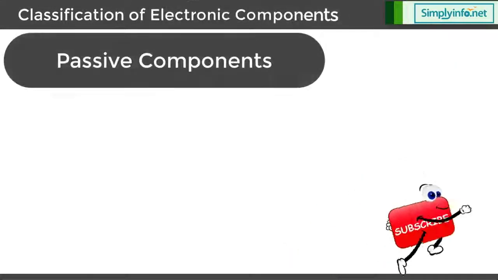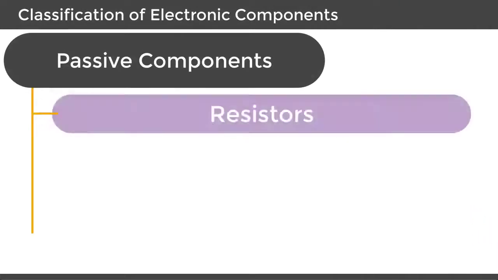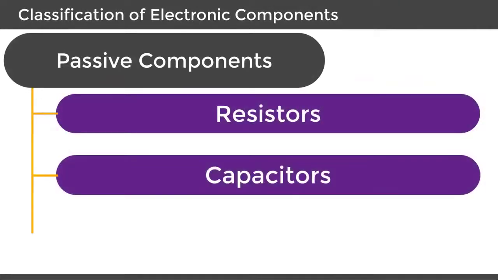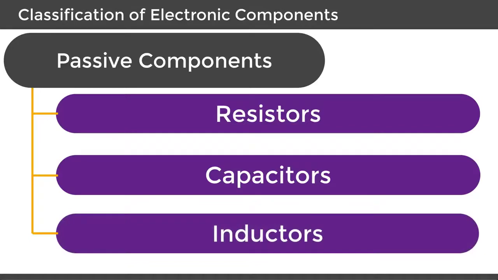Now, let's look into the passive components. Resistors, capacitors, and inductors are called passive components. These electronic components are called passive because they by themselves are not capable of amplifying or processing an electrical signal. However, passive components are as important as active components in any electronic circuit.